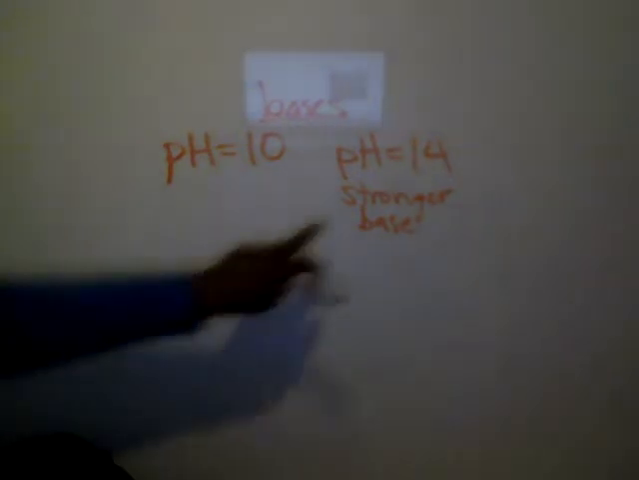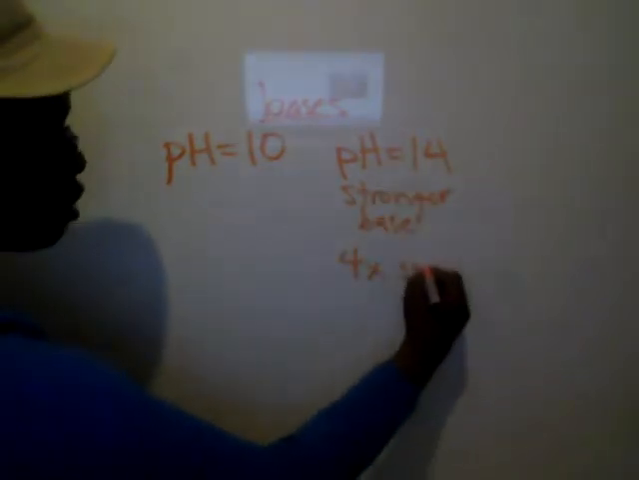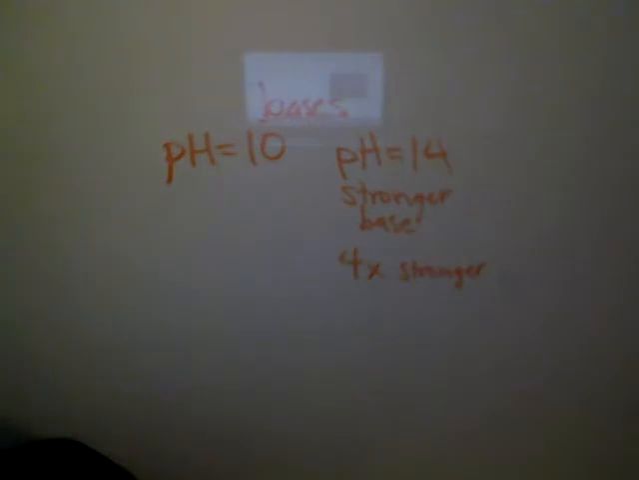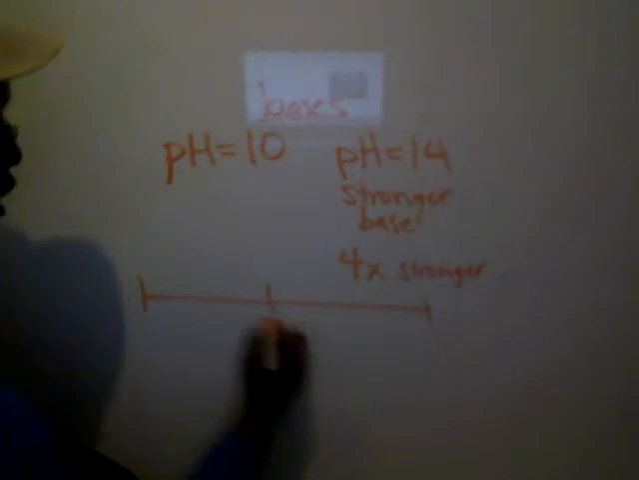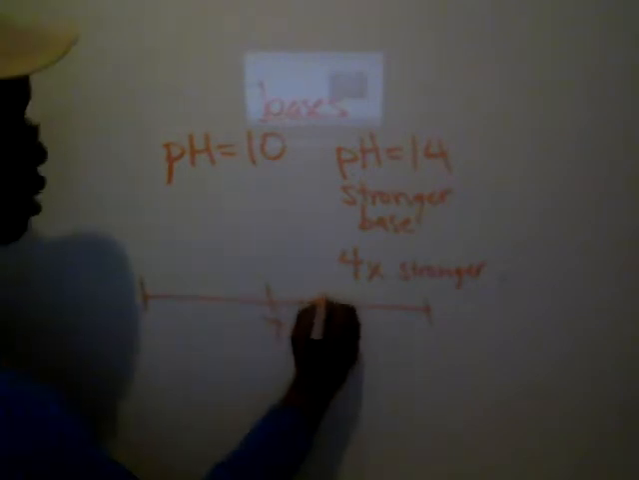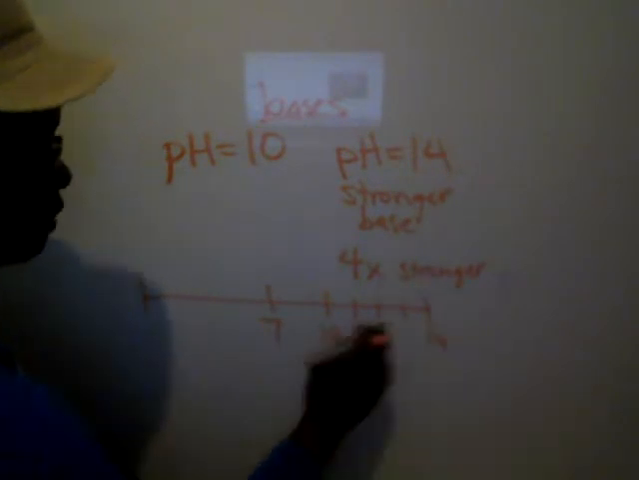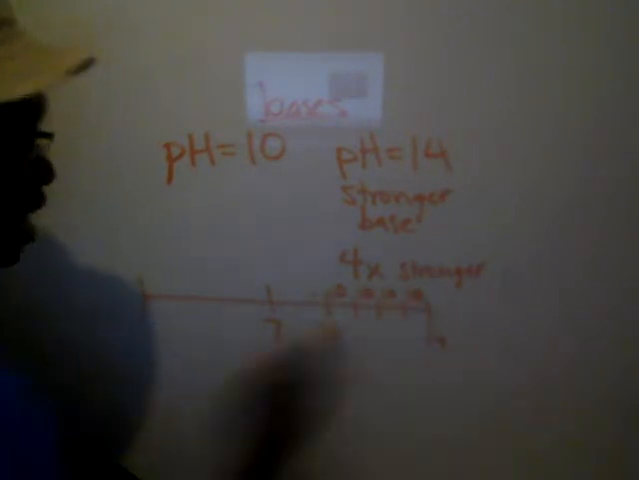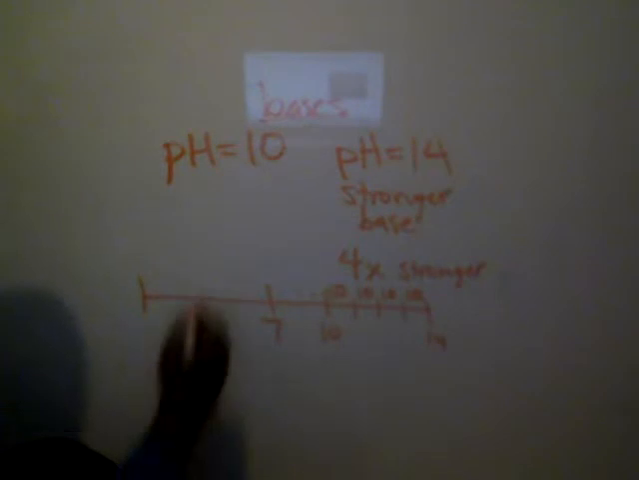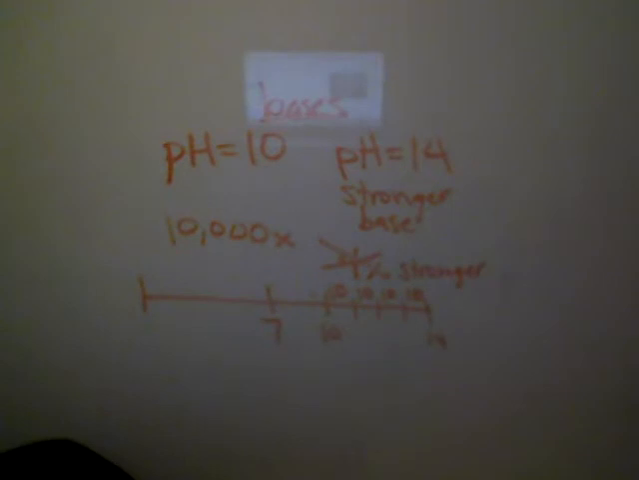Well, the question may be, how much stronger is this base in comparison to this one? A lot of people may say this pH of 14 is 4 times stronger, because 14 minus 10 is 4. That's not entirely true. One thing with the pH scale is that each unit is actually a factor of 10. So if we're here at 10, and we have to go 11, 12, 13, 14, that's 4 units. That's 10 times 10 times 10 times 10 distance between them. So that's actually 10,000 times stronger, not 4 times, 10,000 times stronger.